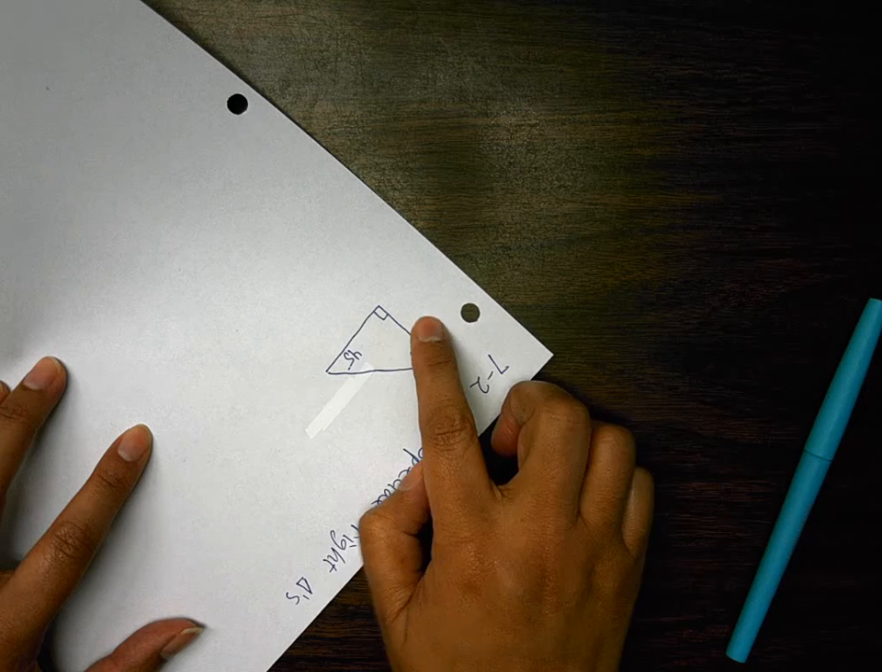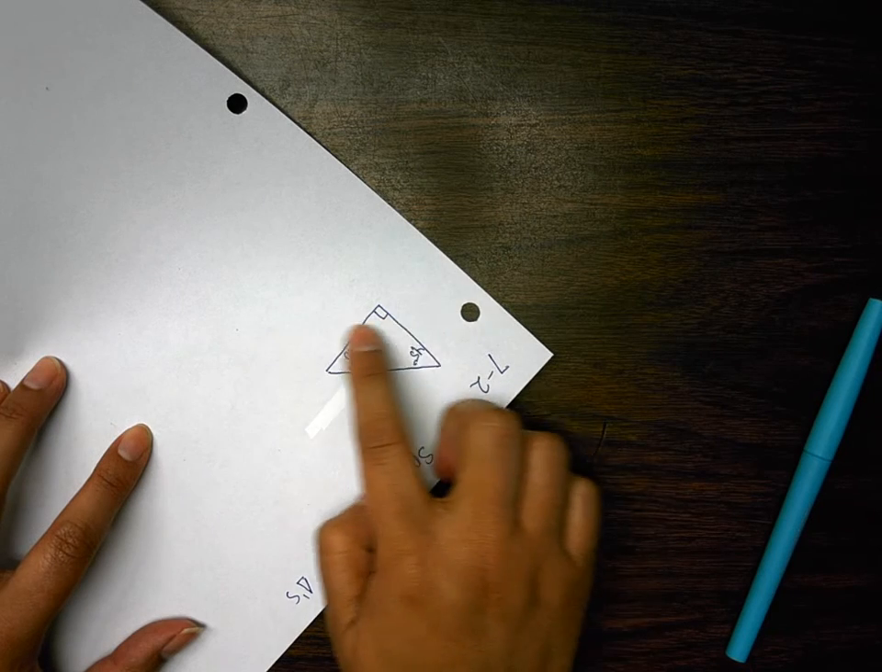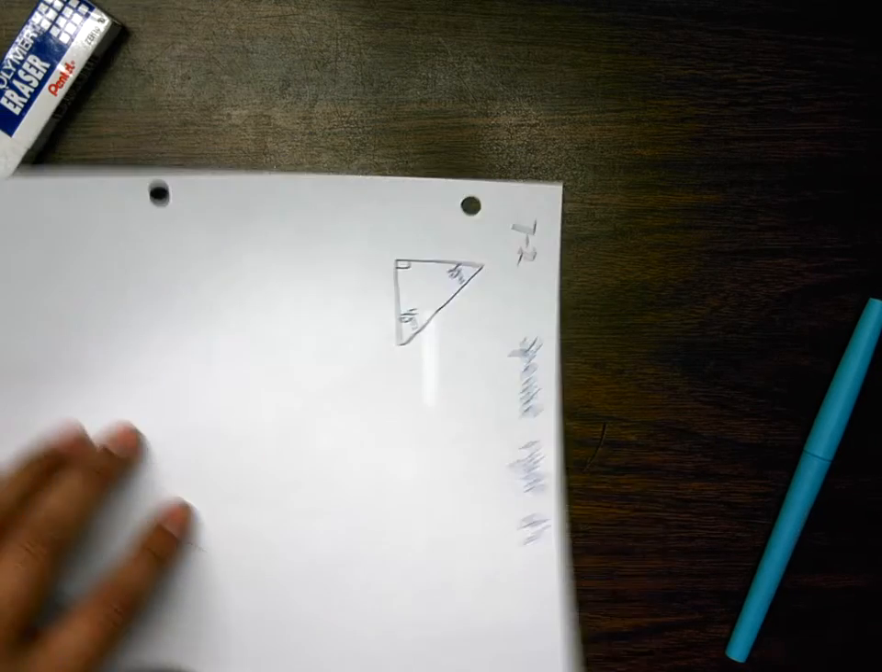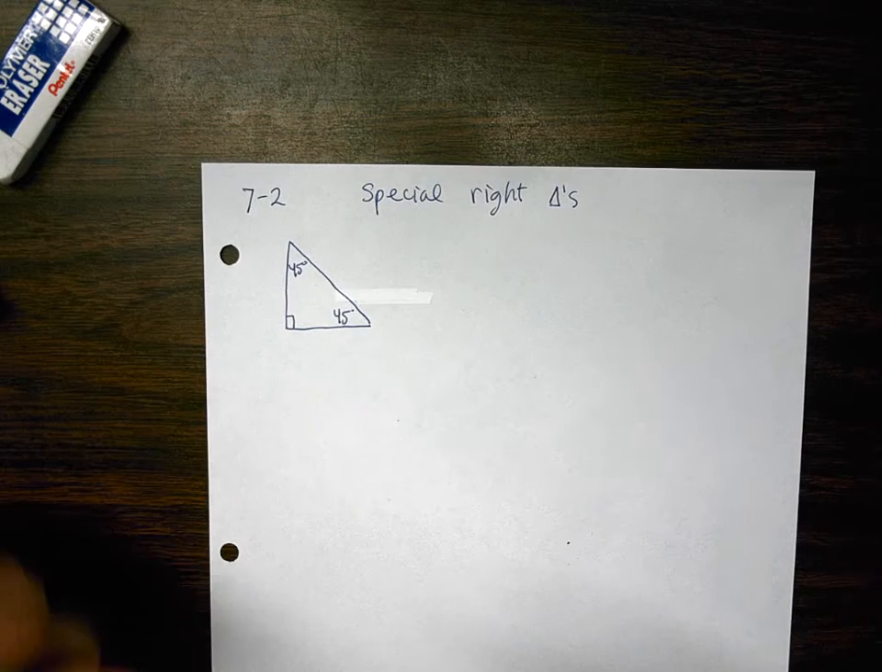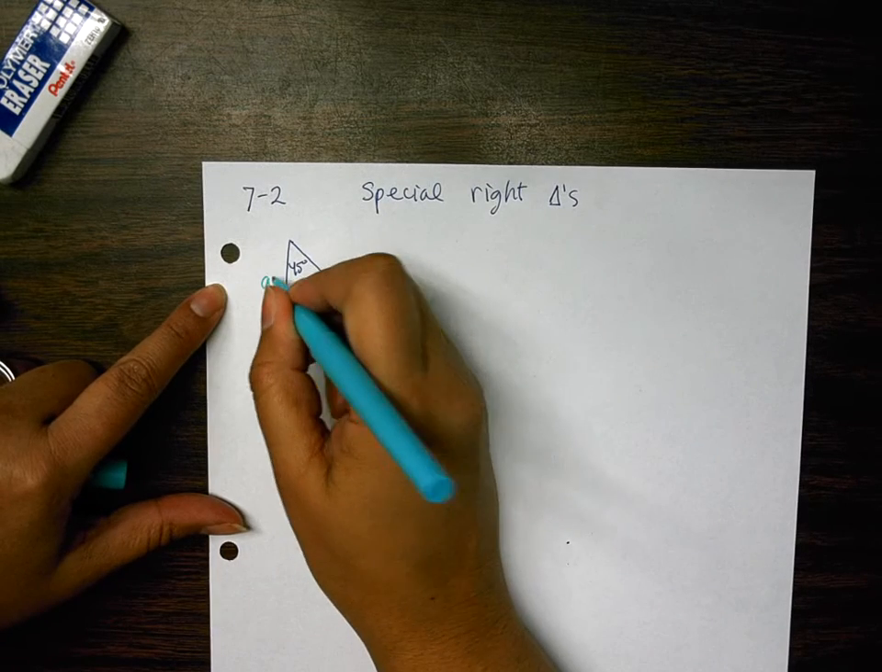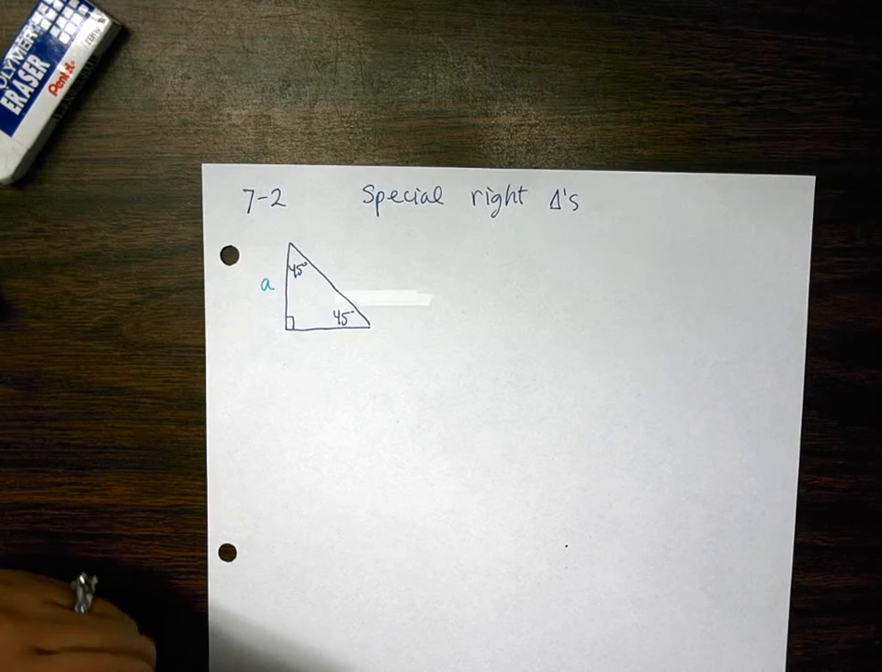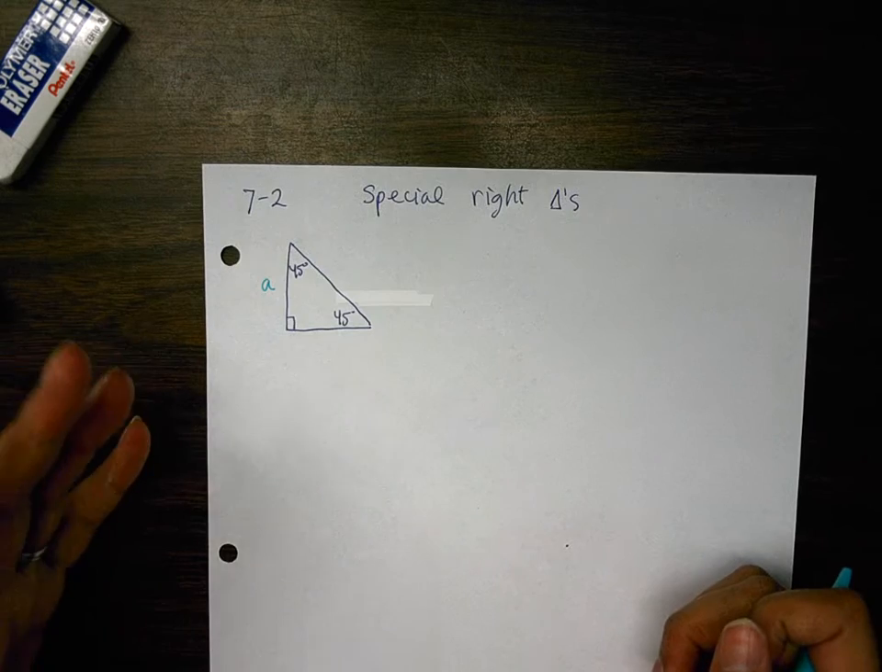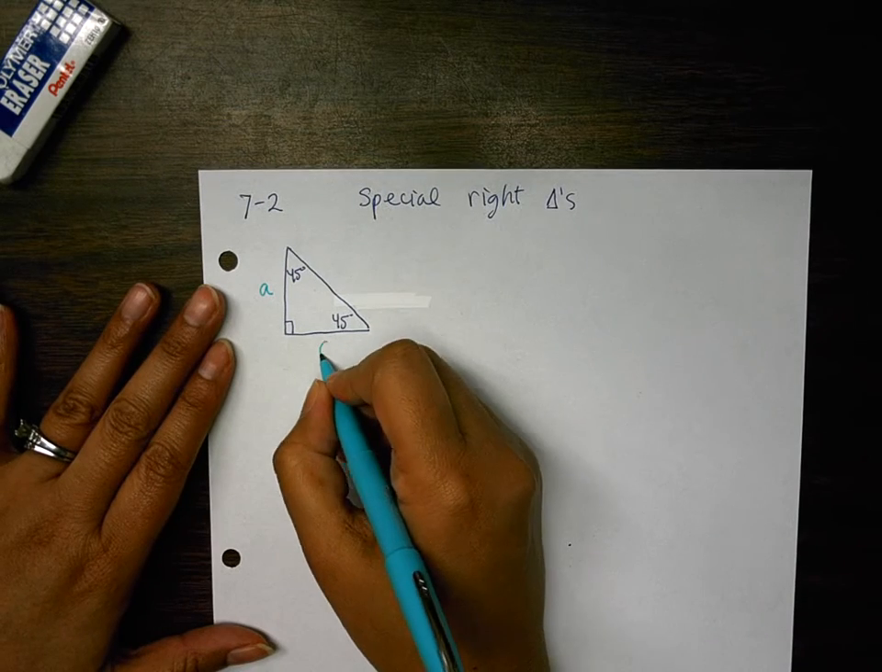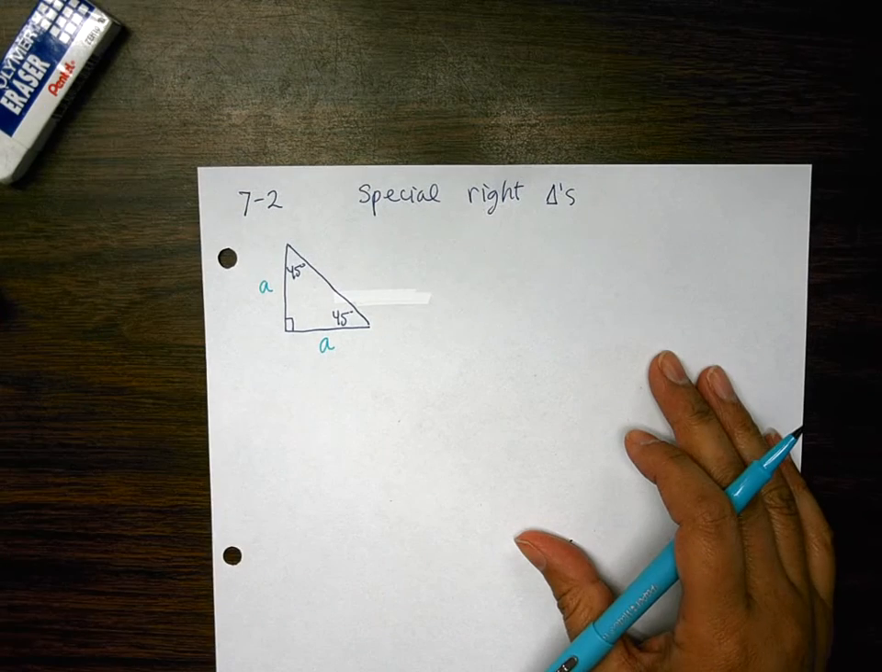So congruent legs means that these two legs are what? Equal. They are the same. They are congruent. So I'm going to put an A for my variable. It doesn't always have to be A. It could be X, but we typically use A to represent the missing side. This is also going to be called A.